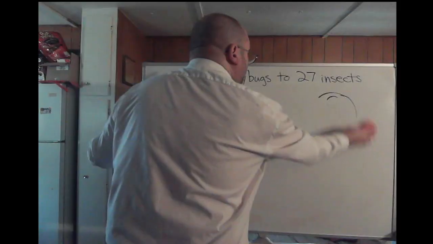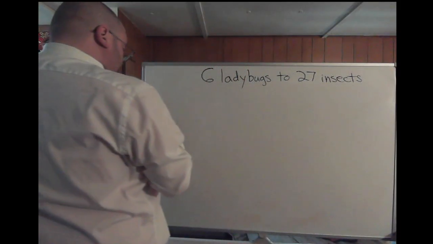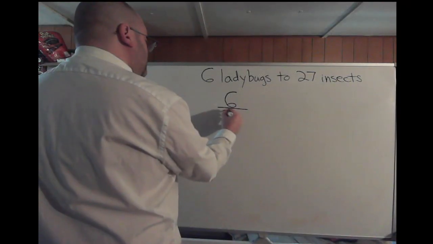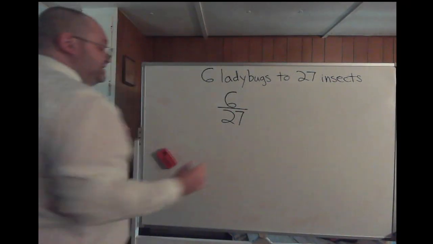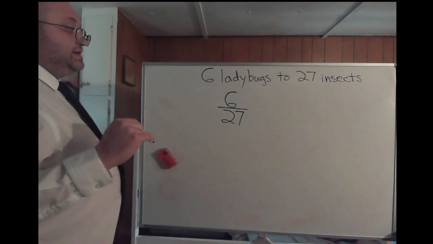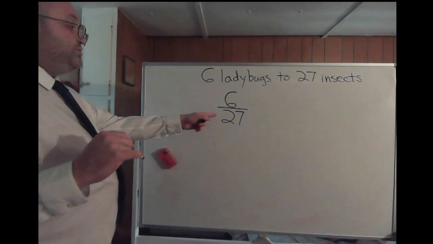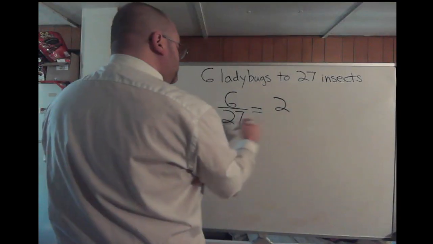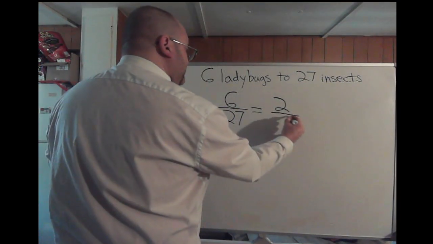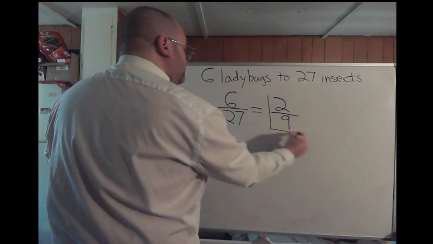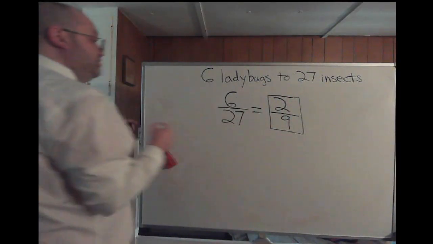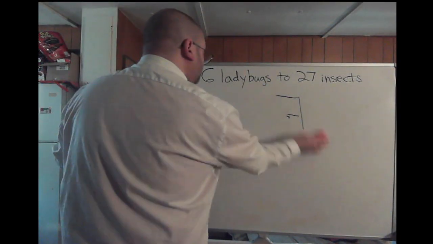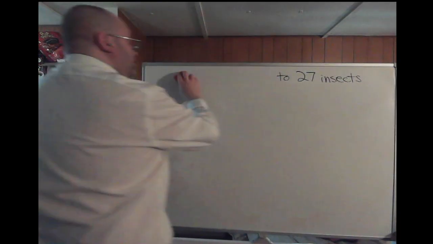So, let's do the fraction 6 over 27. Well, since it's a fraction, we want to simplify it. 6 and 27 have a common 3 that will divide between them. So 6 divided by 3 is 2. 27 divided by 3 is 9. So the real ratio is going to be 2 to 9. It'll be 2 ladybugs for every 9 insects.